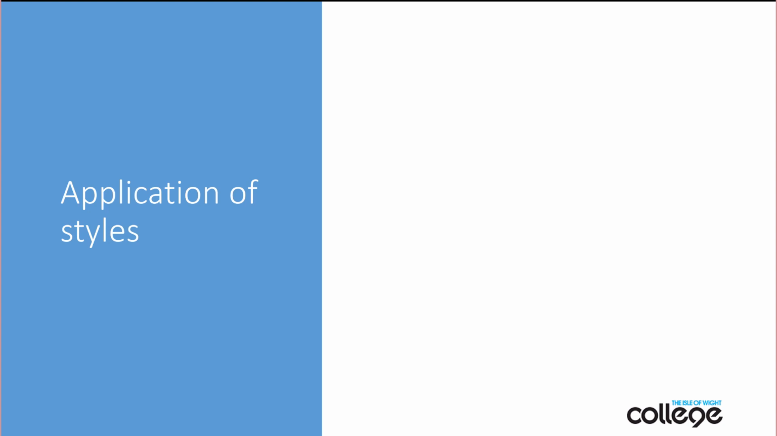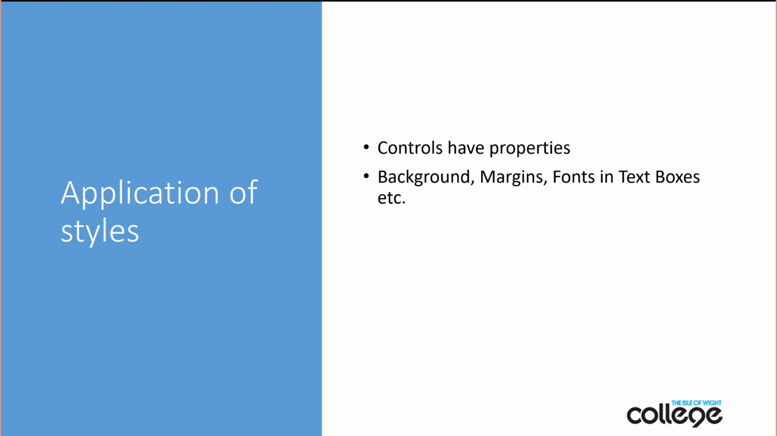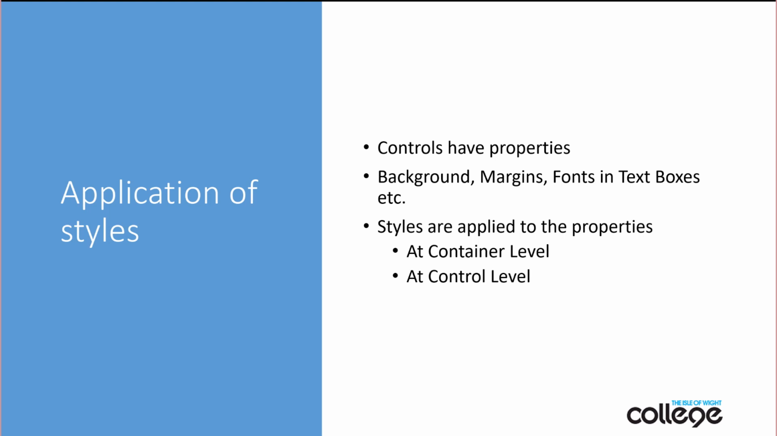So in application of styles, what we do is we apply them to the controls that we work with, and controls have properties. If you think about the background, the margin, the fonts and text boxes and so forth, these are properties of a control. And what we do is we apply the styles to these properties that we're going to work with. And we can apply them at container level, like the div, or in terms of WPF, a stack panel. And we can apply them at individual control level. We might say that we want the text within a text box to be a certain space away from the edge of the text box by applying padding.